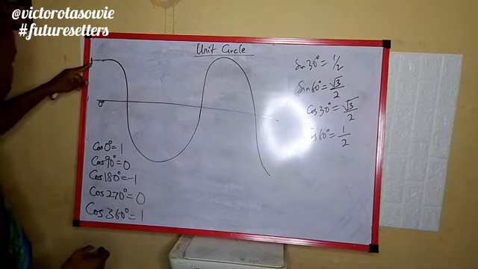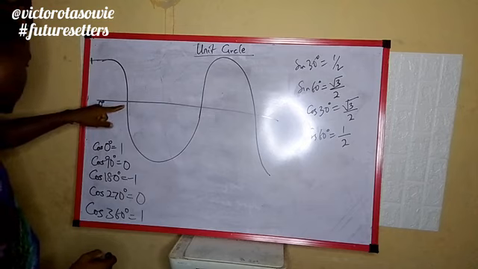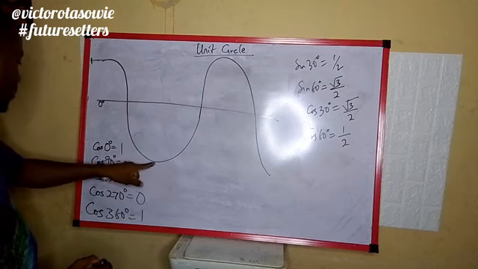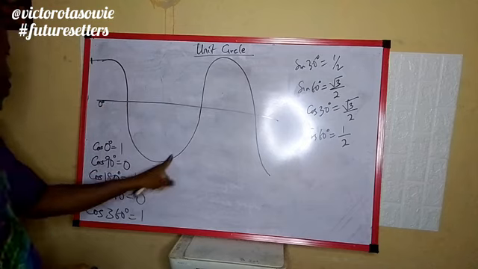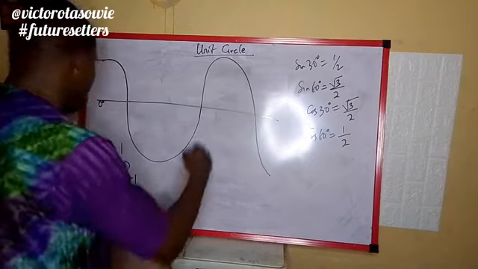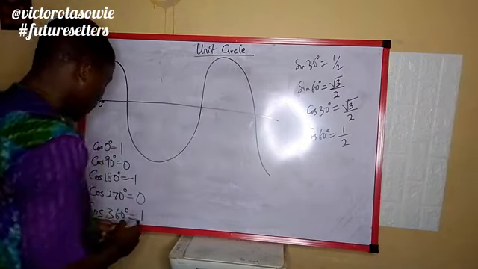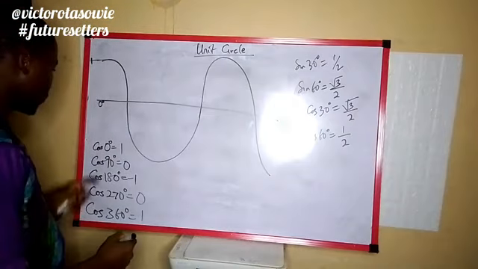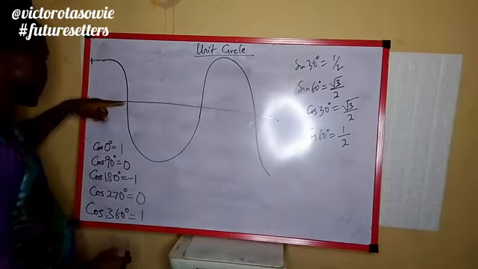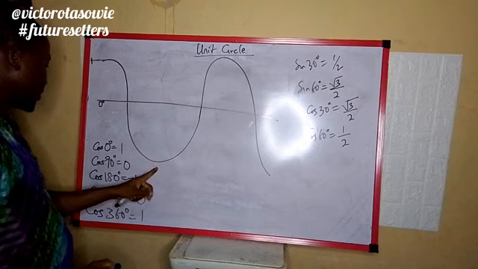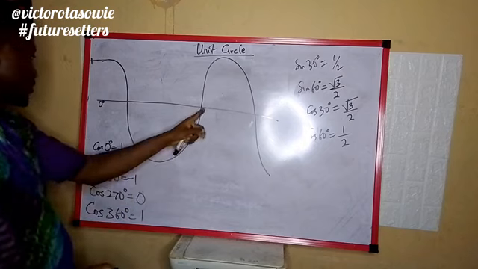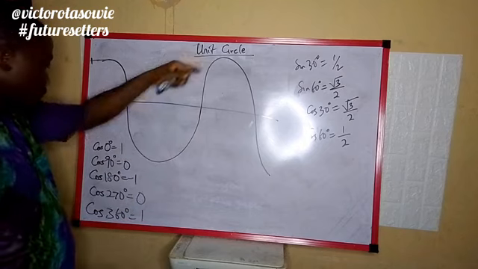Cos 0 is 1. Cos 90 is 0. Cos 180 is minus 1. Cos 270 is 0. Cos 360 is 1.